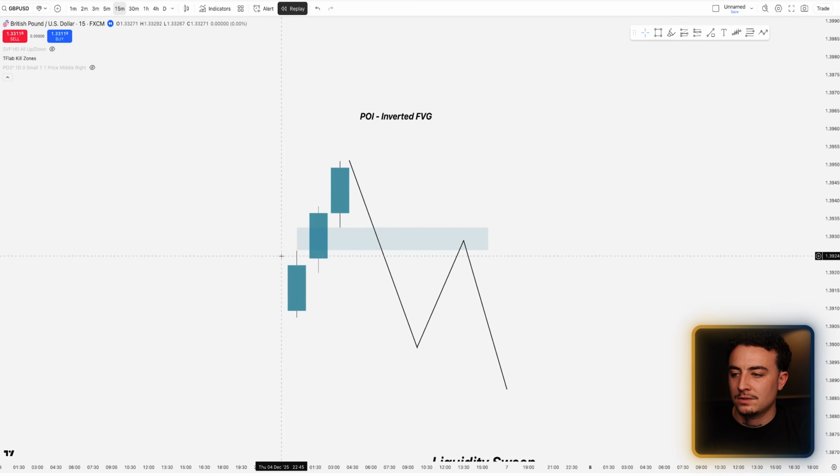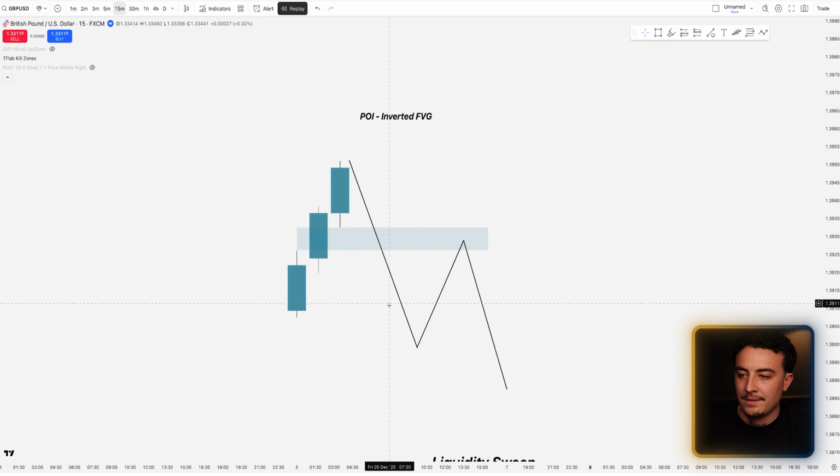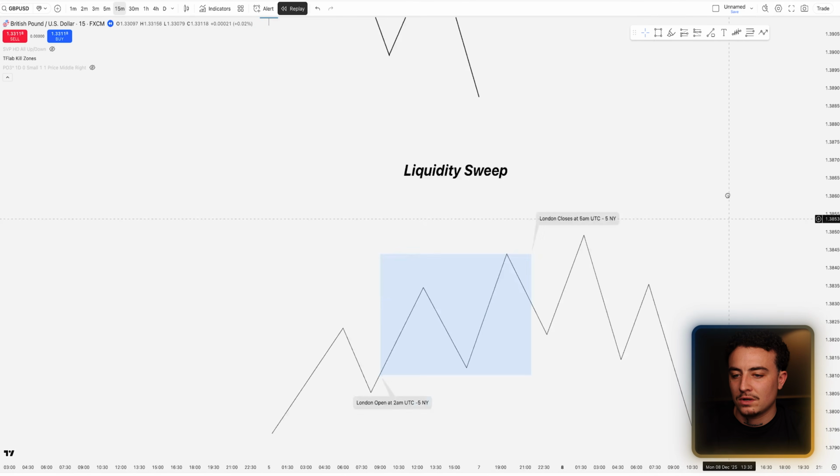It's where there's an imbalance in price, where the high of the wick on the first candle does not meet the low of the wick on the third candle. Okay. It means there's a gap in here. Now inverted means that price has then gone and traded through that. And then what you do is you drag this across and you'd look to take your position from the inverted fair value gap. Now let's just have a look at what that looks like.